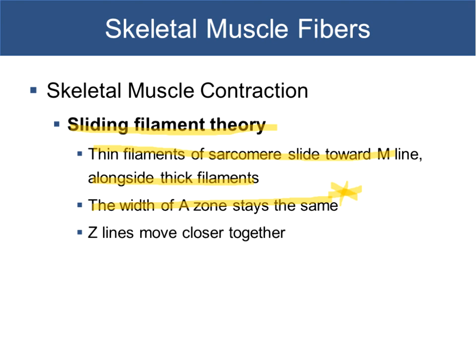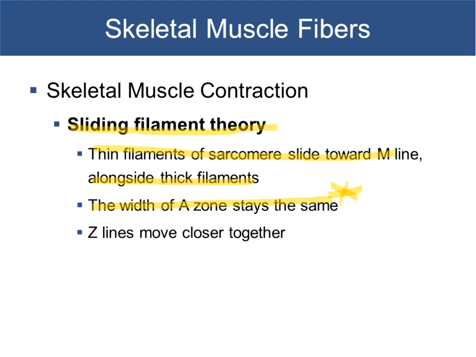So what our sliding filament theory says is that the thin filaments are going to slide towards the M-line. They're going to be pulled in towards the M-line. When that happens, the A band, where the thick filaments are found, is going to stay the same. However, the Z lines are going to move together, effectively shortening the sarcomere. So the sliding filament theory basically says that the thin filaments are going to be pulled in towards the center, and it causes the sarcomere to shorten.